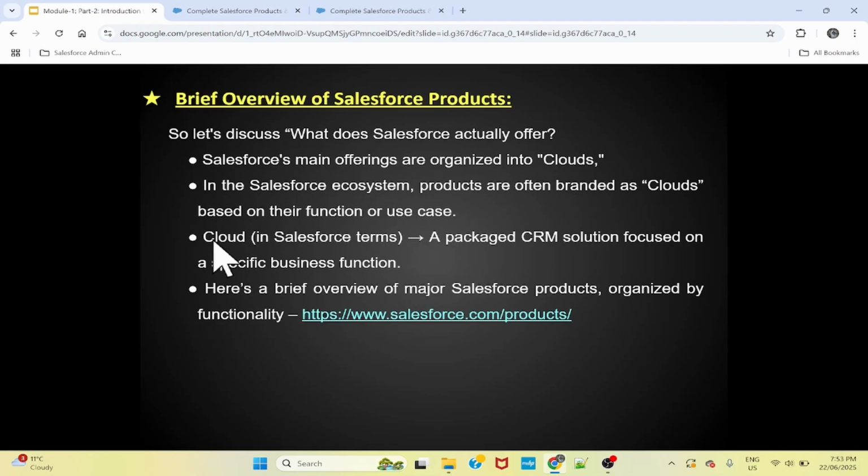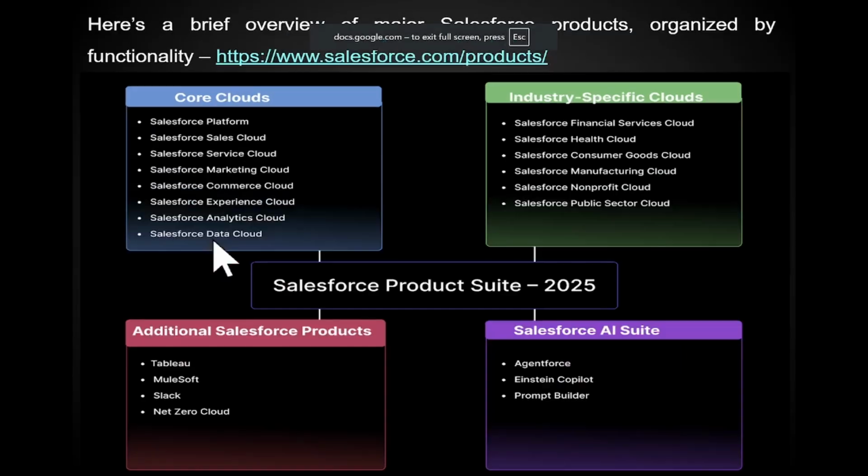I have a chart for you. I have categorized the clouds into different categories. You can see we have a core cloud category, which is the Salesforce Platform. These are the clouds in the core cloud. We have some industry-specific clouds. I will tell you what core cloud and industry-specific cloud mean, so don't be confused. We also have some additional products: Tableau, MuleSoft, and Slack. And we have some Salesforce AI products as well.